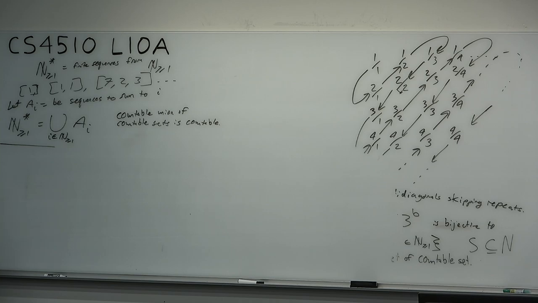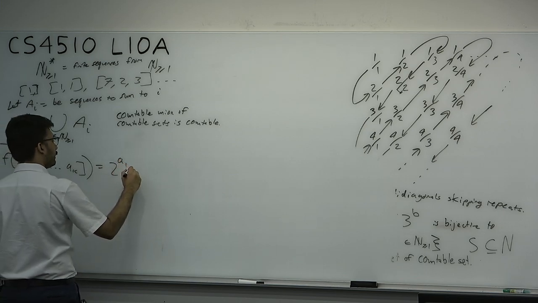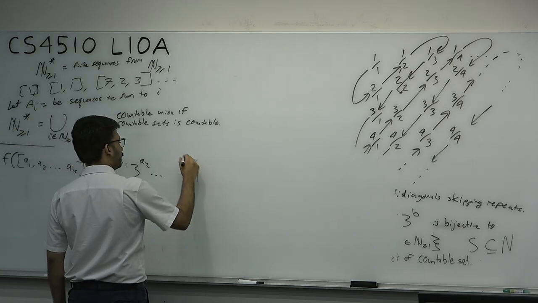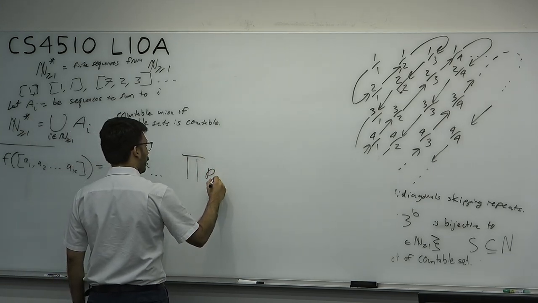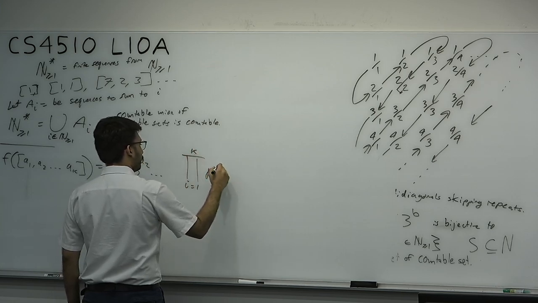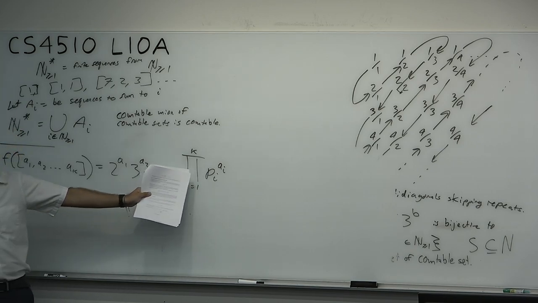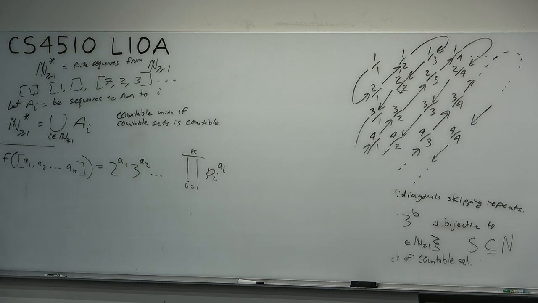Here's the second way. Consider the function that takes a sequence a1, a2, ..., ak and maps it to 2 to the a1, 3 to the a2, and so on, which we can write as the product of pi to the ai, for i equals 1 to k, where pi is the ith prime and ai is the ith number in the sequence. Right. Why is this injective?